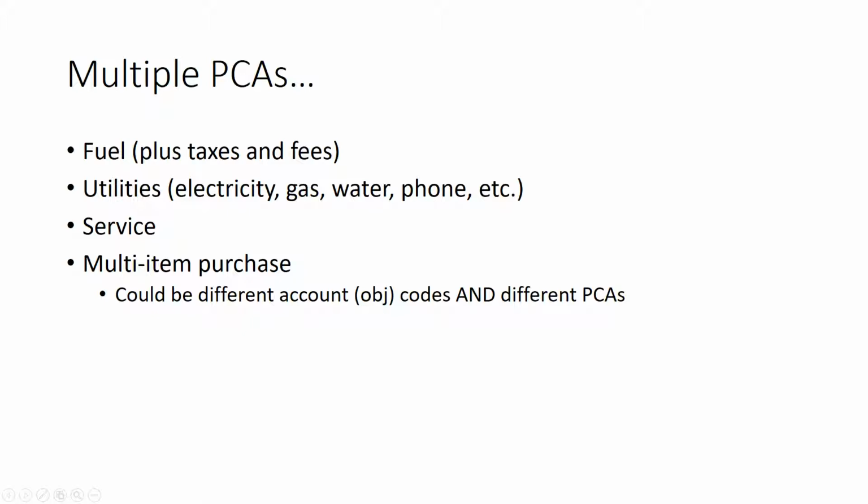Another example of split coding in Fiscal would be buying something that is charged to multiple PCAs, whether it's one item, like fuel, with all its attendant taxes and fees, or a monthly utilities bill, a service getting charged partially to 02350 and partially to another PCA, or multiple items in one purchase getting split coded to different budgets. Recalling that each line item gets its own line or lines of coding, this last example can get complicated if the items have different account codes as well as different PCAs.